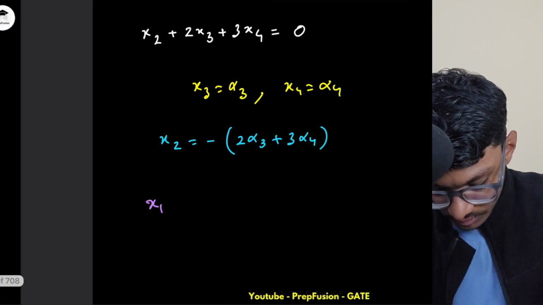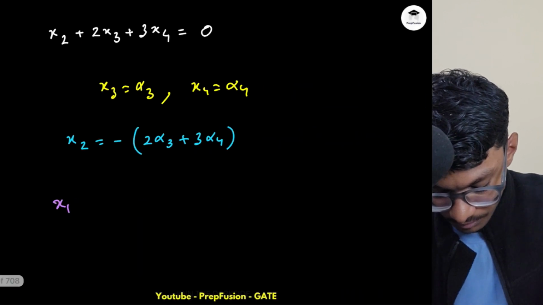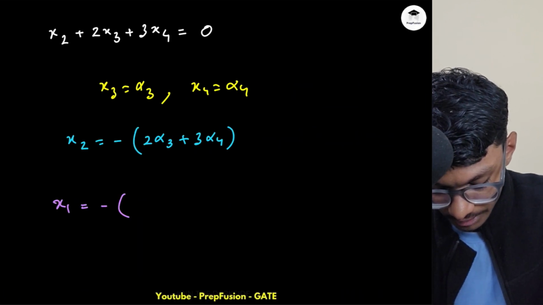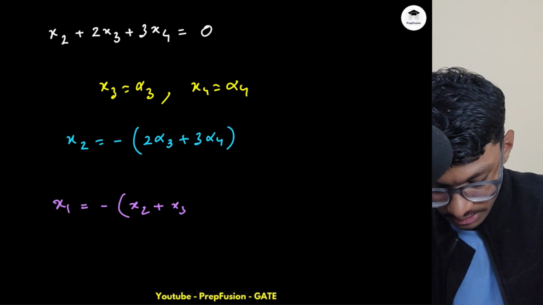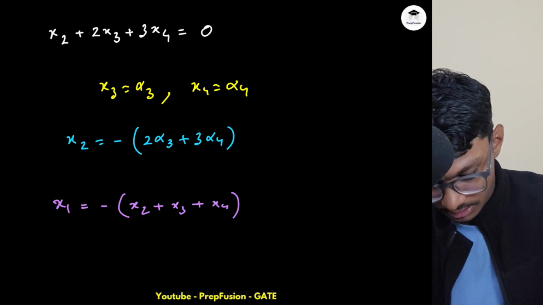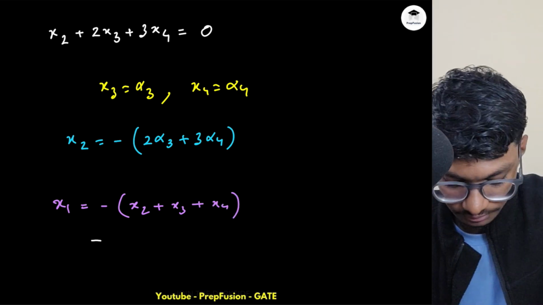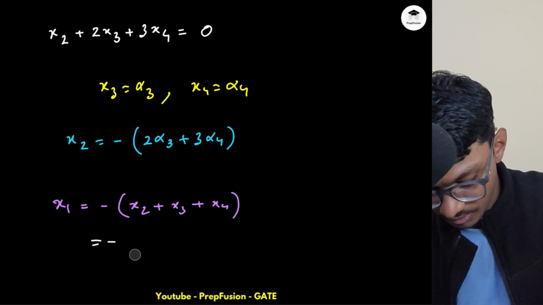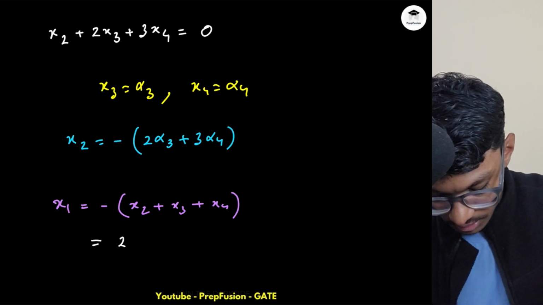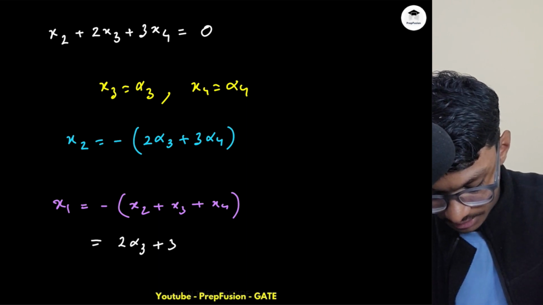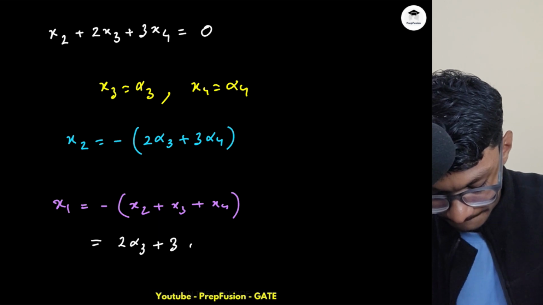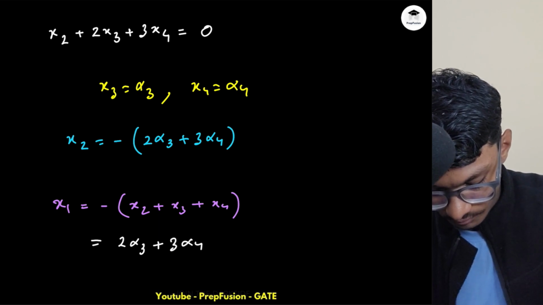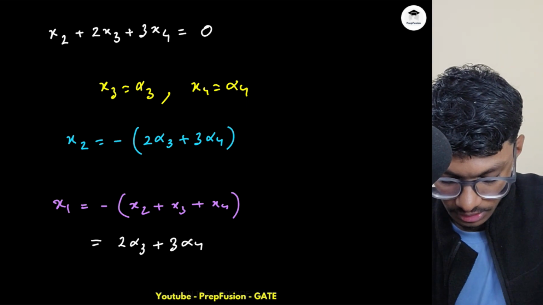And what will be my x1? So x1 is equal to minus x2 plus x3 plus x4, right? So this is minus, now x2 is this, right? So what I can do, I can take the minus inside, so this will become plus. So this will be plus 2 alpha 3 plus 3 alpha 4. Then what will this become?